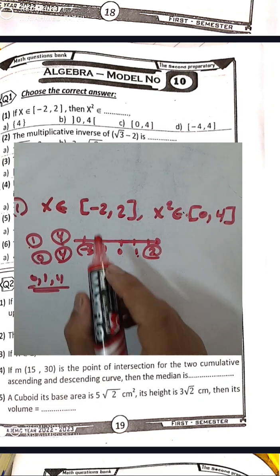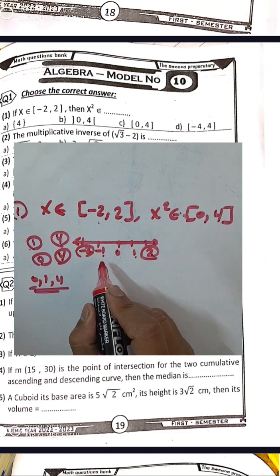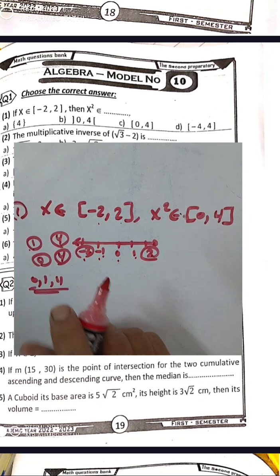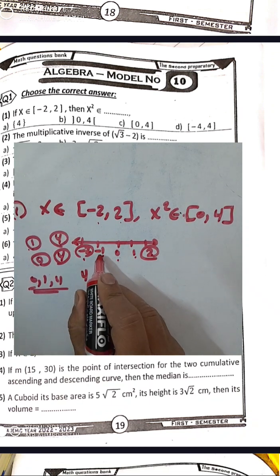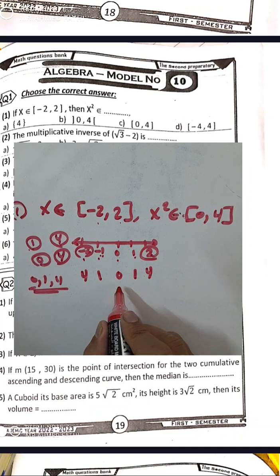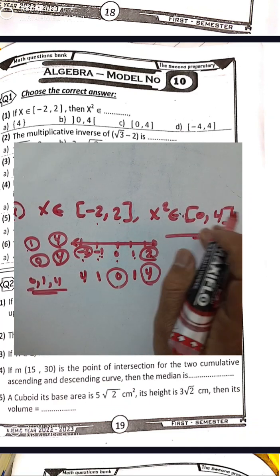Again, if x belongs to the interval from negative 2 to 2, we want to find x². Write the numbers here on a number line: negative 2, negative 1, 0, 1, 2. Negative 2 squared will be 4, negative 1 squared is 1, 0 squared is 0, 1 squared is 1, 2 squared is 4. You can choose the smallest number and the greatest number in the interval here, 0 to 4.